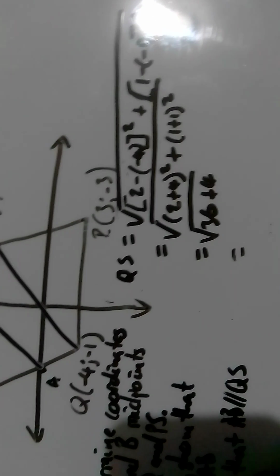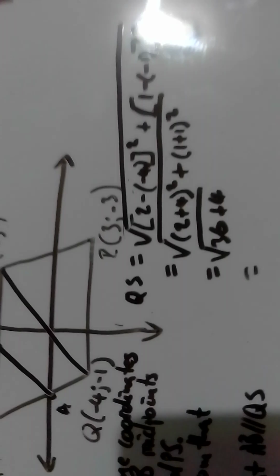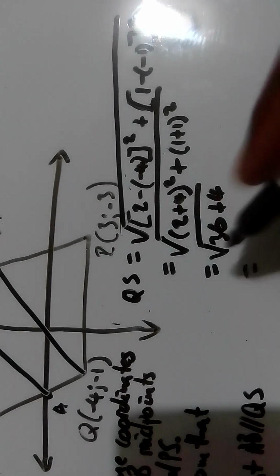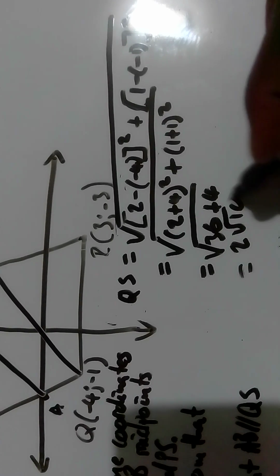Now we must find the answer to the square root of 40. So if I go to the calculator and I say square root of 40, square root of 40 is equal to what? 2 square root of 10. So the final answer is 2 square root of 10. That is the distance of line QS.